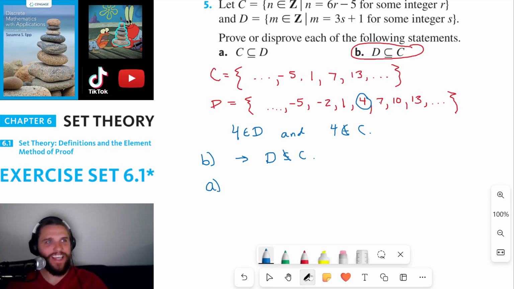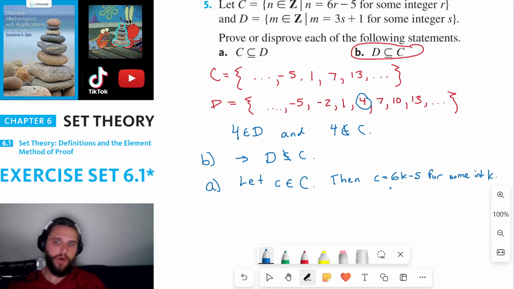Let's do part A, because A is true, which means we have to prove that. How do we prove that C is a subset of D? What we can do is take an arbitrary element from C, and ask ourselves whether, even though the object is arbitrary, we have enough information about it to show that it's also in D. So we let lowercase c be an element of capital C. By definition, that means there's some integer such that c equals 6 times that integer minus 5. So c equals 6k minus 5 for some integer k.